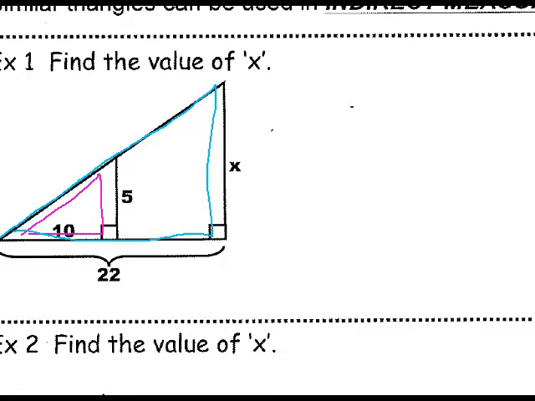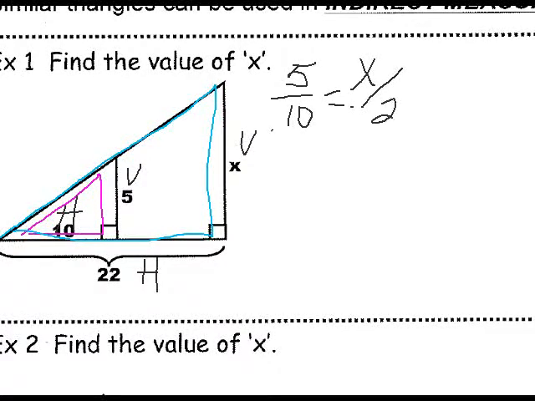Okay, so I have horizontal lines and vertical lines. So this is my vertical line. This is my vertical on this one. This is the horizontal on this one, and this is the horizontal on this one. So if I look at the pink triangle, I can do the vertical over the horizontal, which is going to give me 5 over 10 is equal to, now we do the vertical over the horizontal on the blue, and we're going to have x over 22. All right, if we simplify 5 over 10, we get 1 over 2.